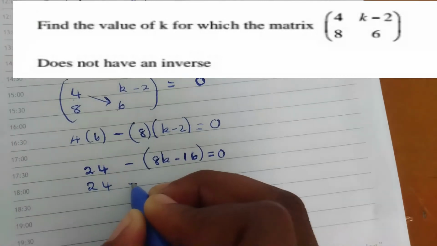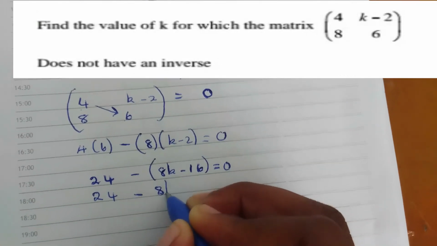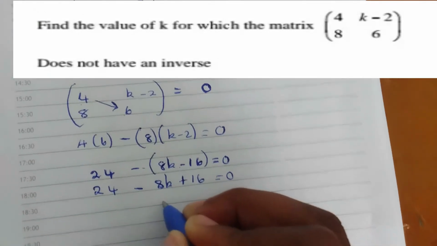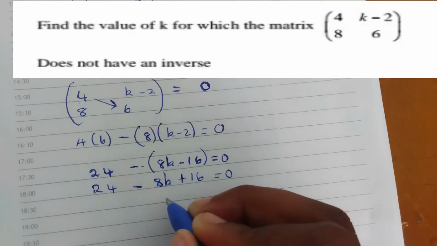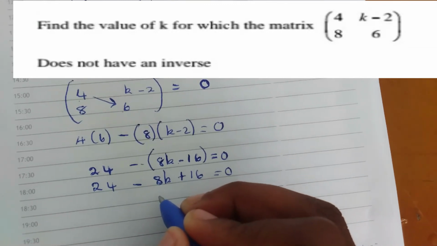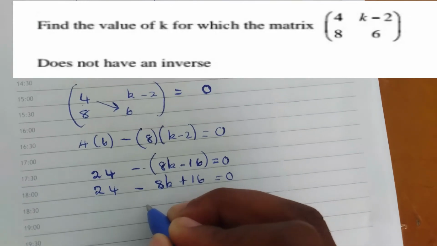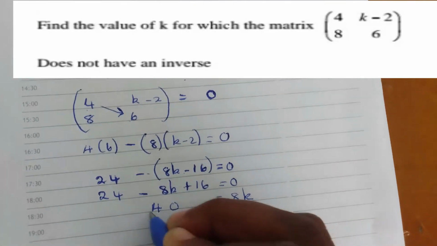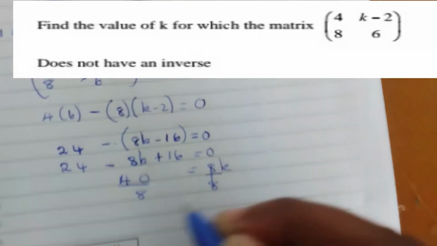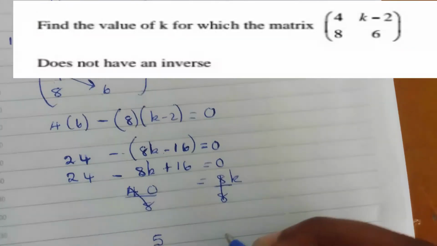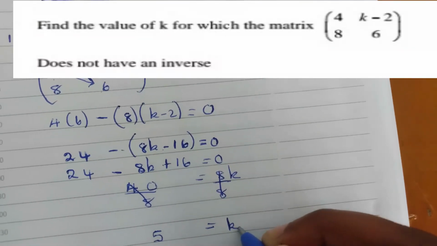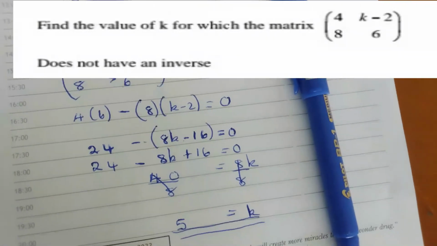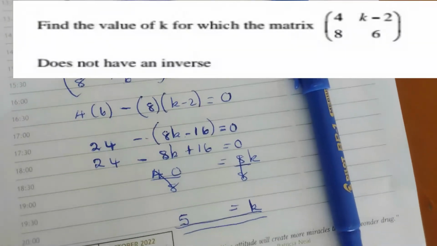So we simplify. 24 minus 8k minus, we get a positive 16 here, leaving us with 40 is equal to 8k. We simplify here, we get 5 is equal to k. So we are fine. If there is no inverse, know that there is still a way for that question.